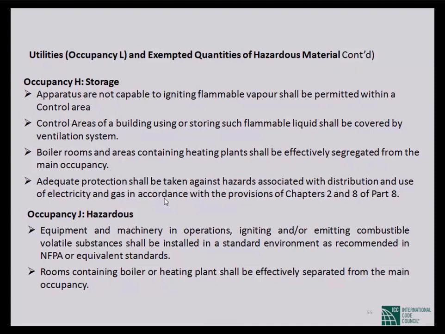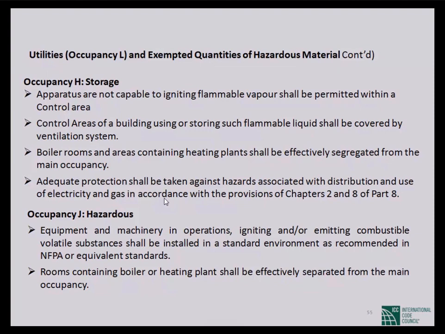So you see that it directly refers to the NFPA for hazardous material, because detail is not given in this BNBC. Actually, there are some details which are not given in the BNBC. It's a code, so in the code, all detail cannot be given. Room containing boiler or heating plant shall be effectively separated from the main occupancy. This is the only line written, but it says effectively separated from the main occupancy.